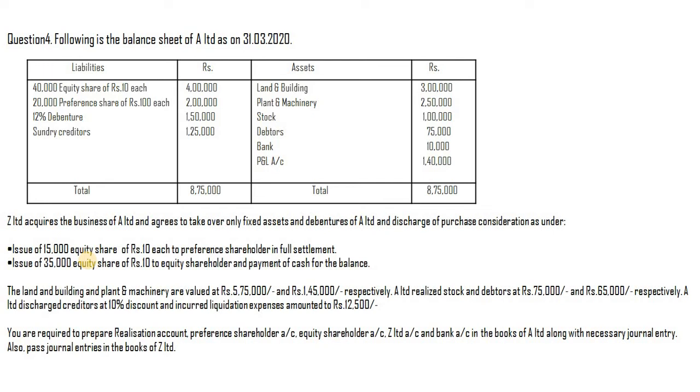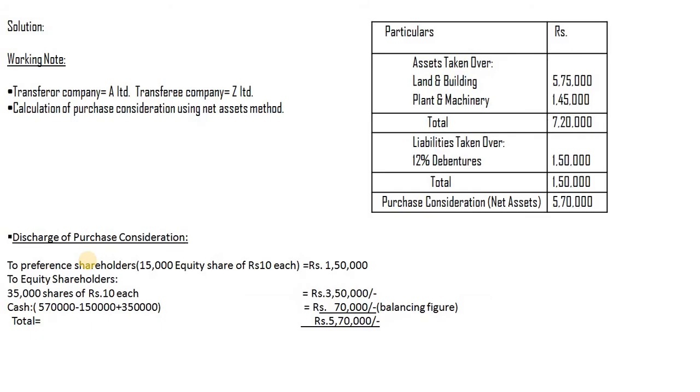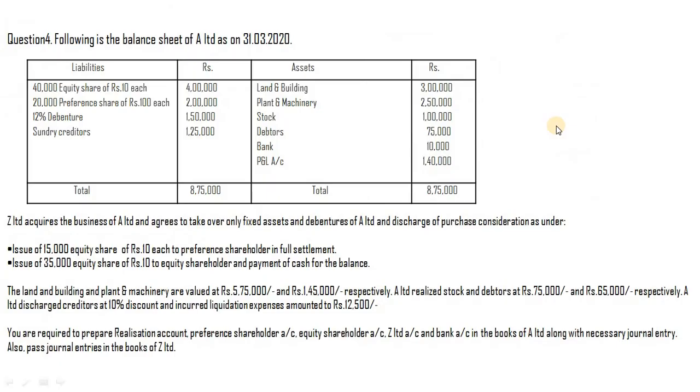So when we are going to take assets under this method, we will take the value of assets that is agreed in the agreement. Okay, so new value, we have to take the new value. So the total value of assets will be, here you can find land and building taken over is 5,75,000, plant and machinery taken over is 1,45,000. So total value of assets taken over is 7,20,000, right?